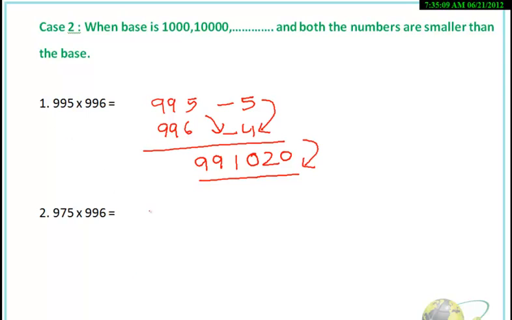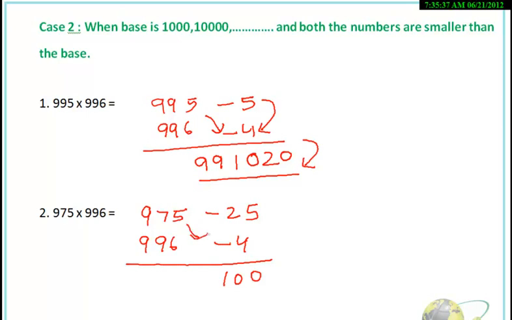Similarly, we take another example, 975 into 996. It's minus 25 from 1000 and it is minus 4 from 1000. So now 25 into 4 is 100. We wish to have 3 digits with the multiplication and we are having them. So we'll write 100 as it is. Now from this subtraction we'll be getting 971. So 975 into 996 will give us 971100.